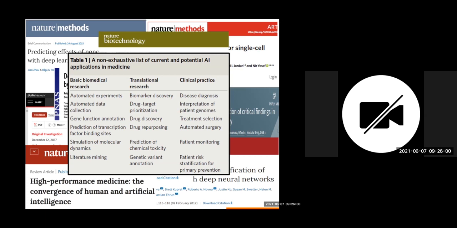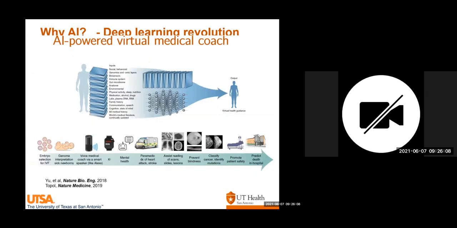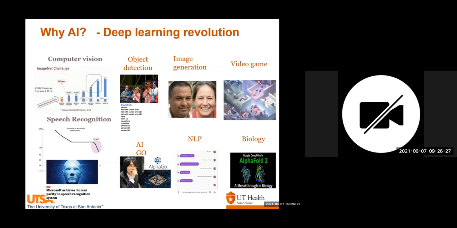Now in medicine, we have envisioned AI eventually functioning as a virtual medical coach to provide individualized health recommendations across the human lifespan. So why suddenly AI? Let me talk a little bit about AI now. This trend really started about 10 years ago, and there are actually two key factors.